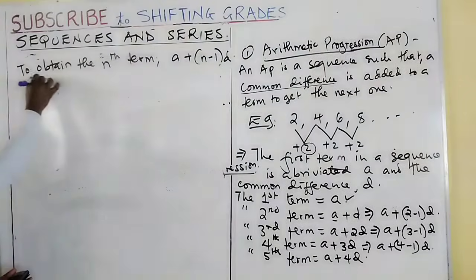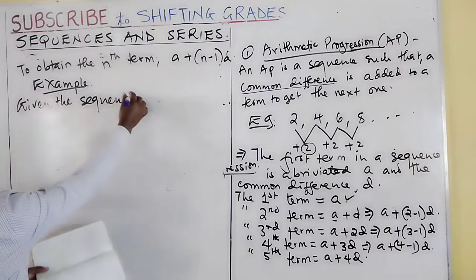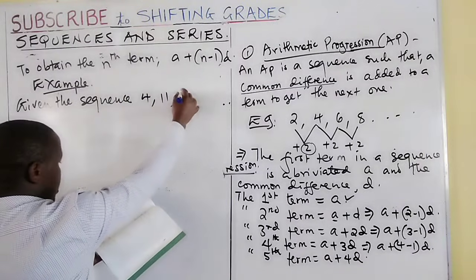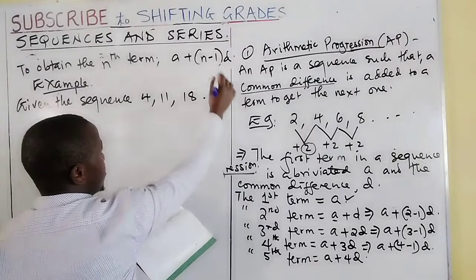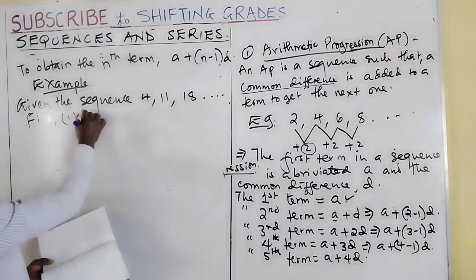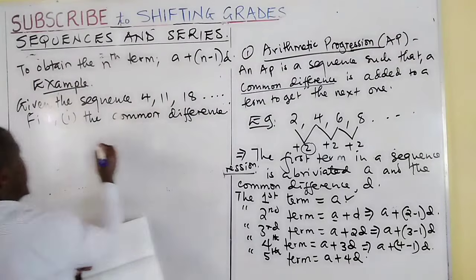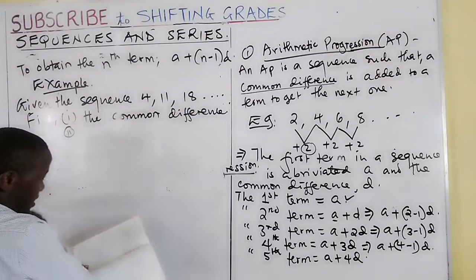Let me give an example. If you're told, given the sequence 4, 11, 18, find part 1, the common difference, and part 2, find the sixth term.